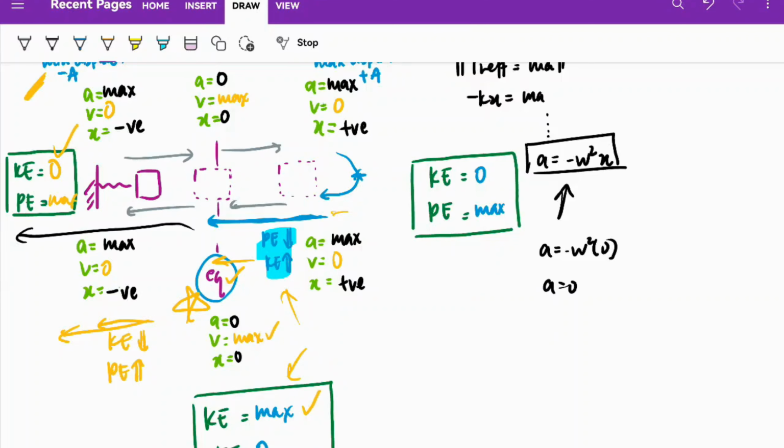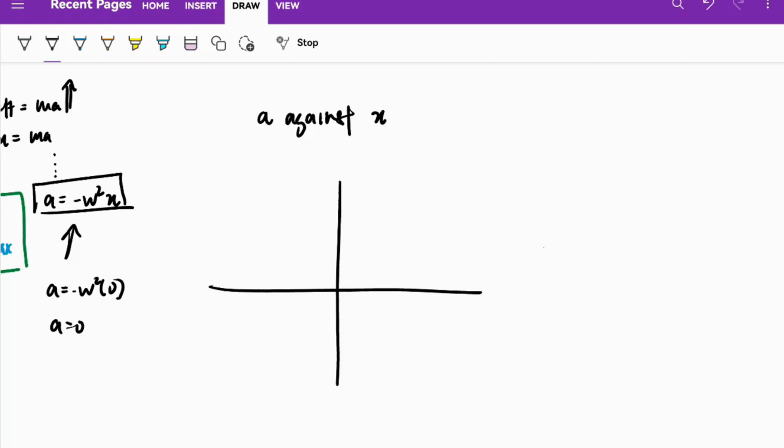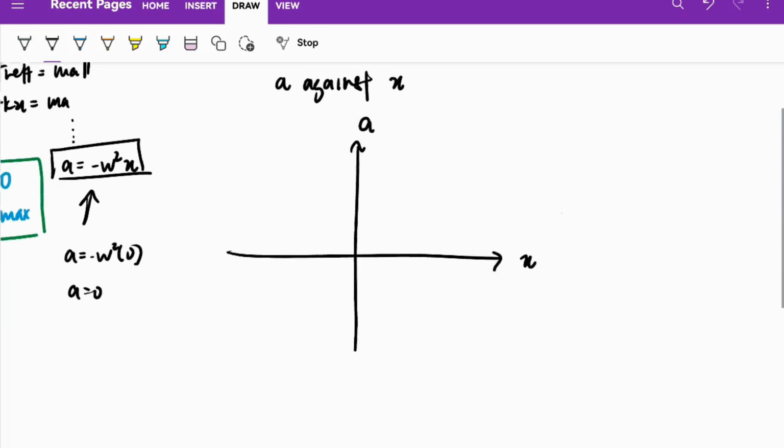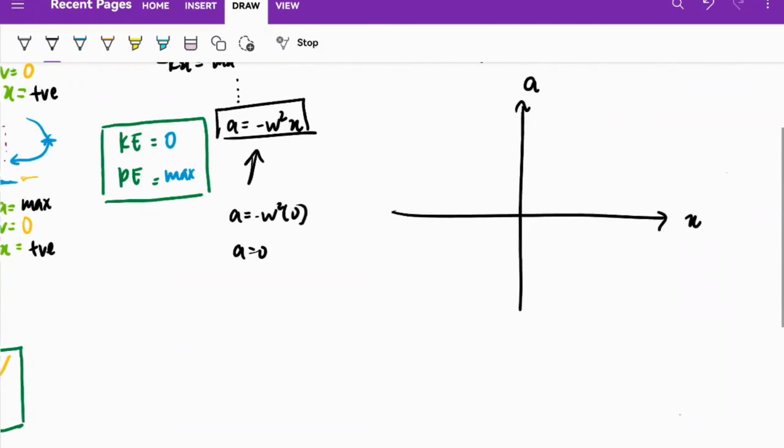Okay, alright. Now, we can start drawing our graphs. That's the main thing, right? We will start drawing our acceleration against displacement. This is one of the easiest graphs to draw. We have A and X. We know at equilibrium, A is 0 and X is 0. This is your first point.